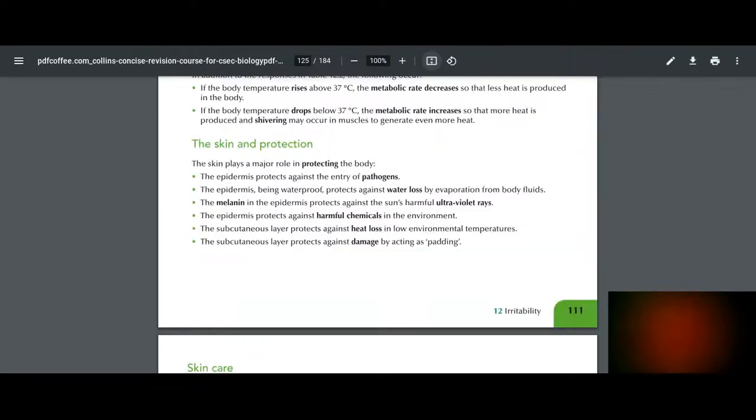All right. So what are the functions of the skin? The epidermis protects against the entry of pathogens. The epidermis protects against water loss by evaporation from body fluids. The epidermis protects against the sun's harmful ultraviolet rays. The epidermis protects against harmful chemicals in the environment. The subcutaneous layer protects against heat loss in low environmental temperatures, and the subcutaneous layer protects against damage by acting as padding.